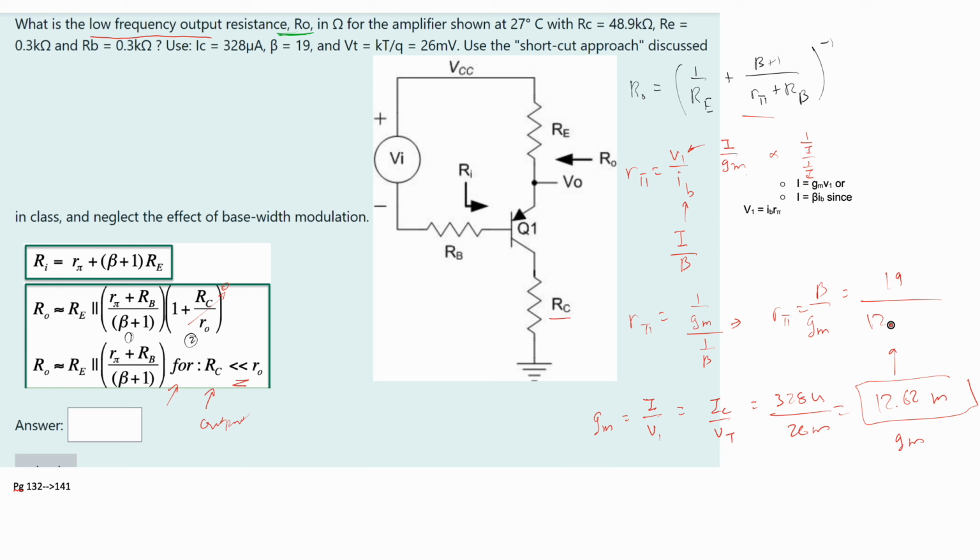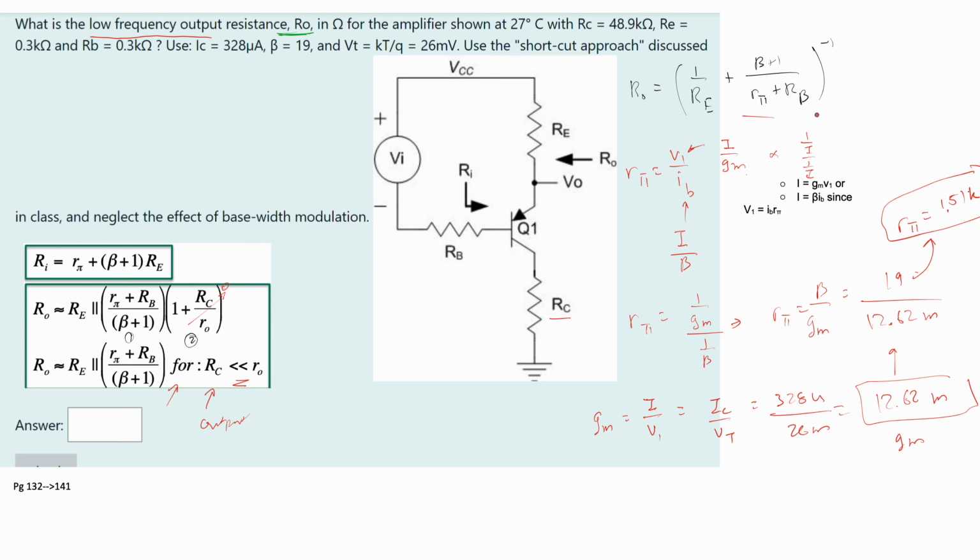So we have 12.62, and this is in millis as well. So our R pi is going to be approximately, this is not exact, 1.51, and this is times a kilo, not milli. Because when we have a milli in the denominator, if we want to put it to the top, the equivalent is a kilo. So we have R pi of 1.51 kilo ohms.